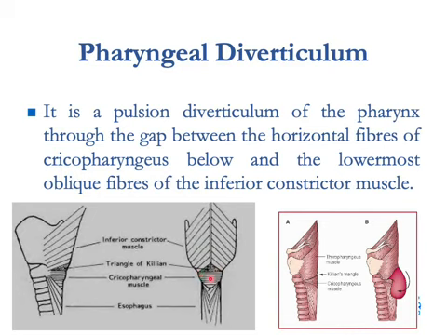If I have overactivity of the cricopharyngeal muscle, and there is swallowing against a contracted muscle, there will be increased pressure within the pharynx with a weak area in the wall, so there will be outpouching and the pharyngeal diverticulum will develop.